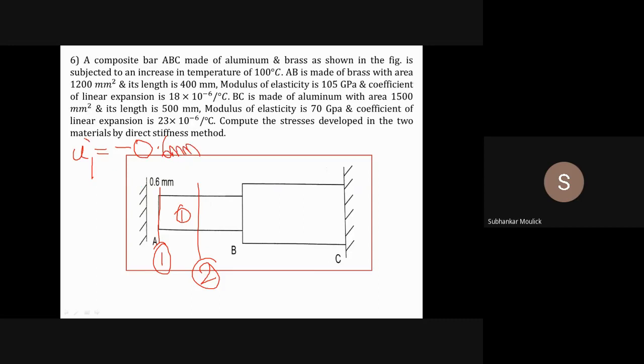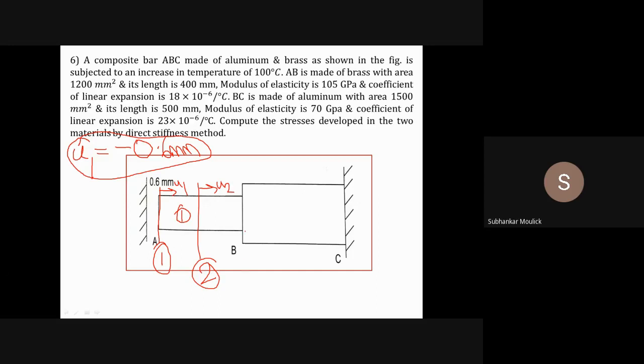Yes or no? Yes, sir. Definitely. And why have I taken minus? Because this AB will move towards the negative x direction. So if I assume the displacement of each node along the positive x direction, then definitely the value of u1 will be minus 0.6 mm. This is one boundary condition.